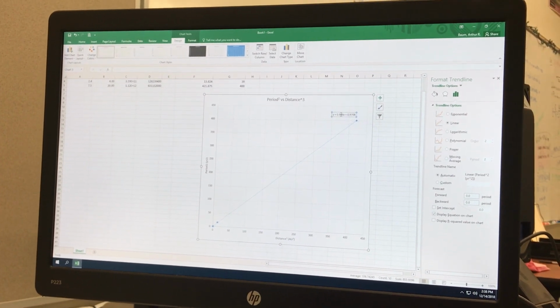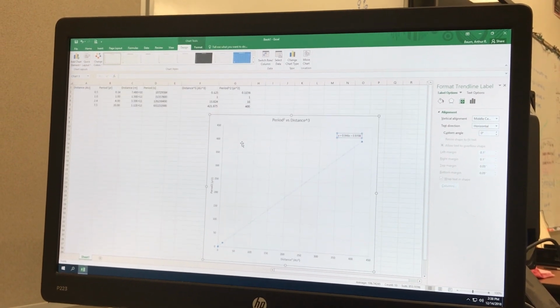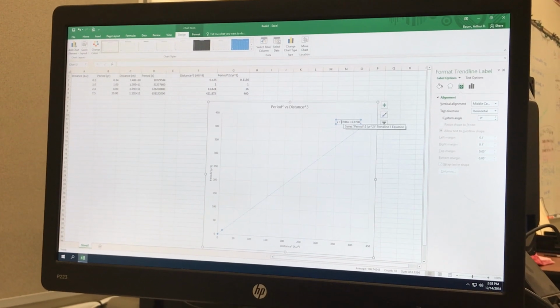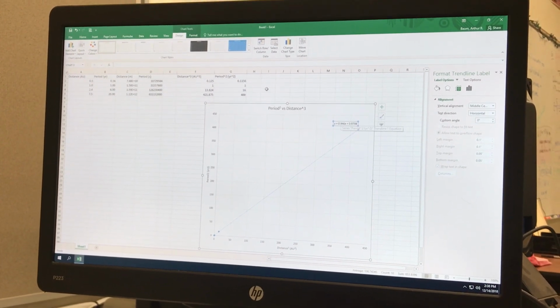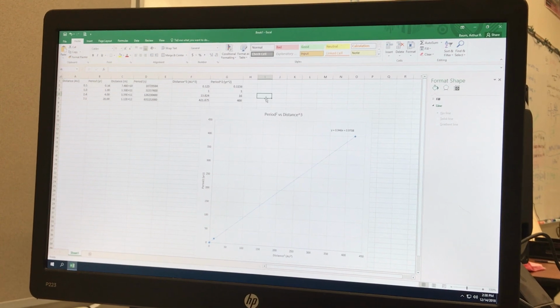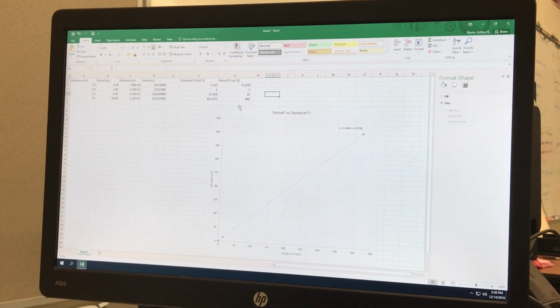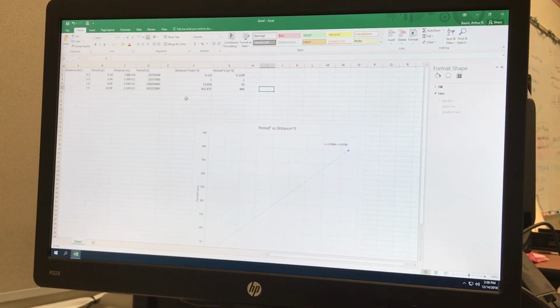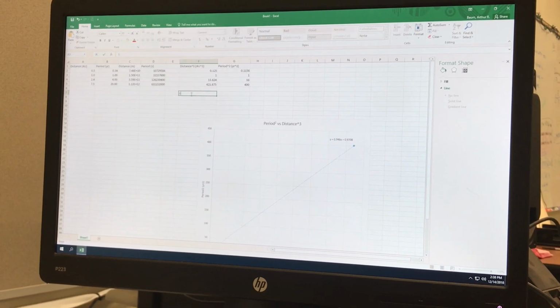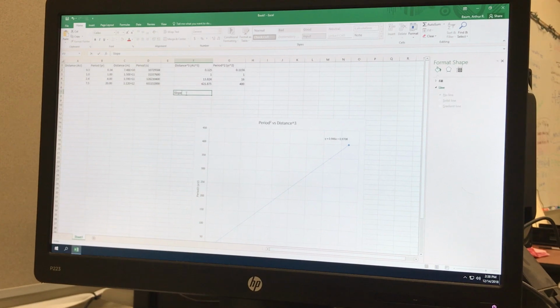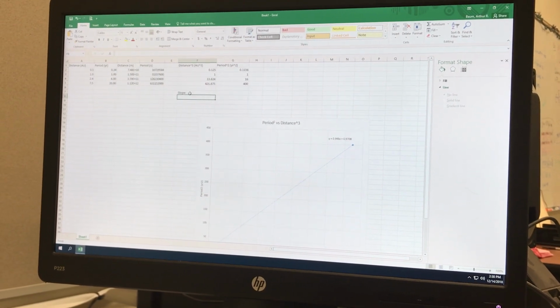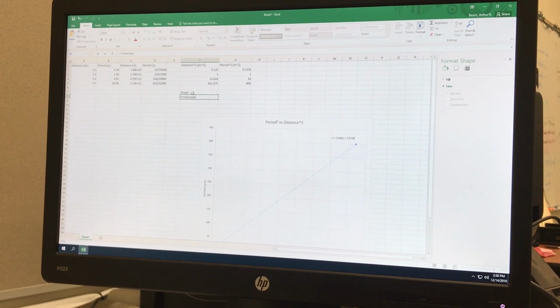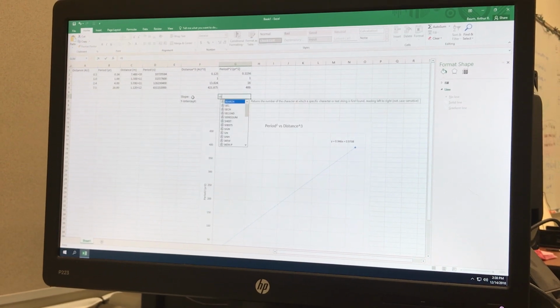But the other way that you can see what the slope and the y-intercept are, we're going to come down here. I don't know where I'm going to put it, I'm just reusing space right now. Slope, y-intercept. So the function equals slope.